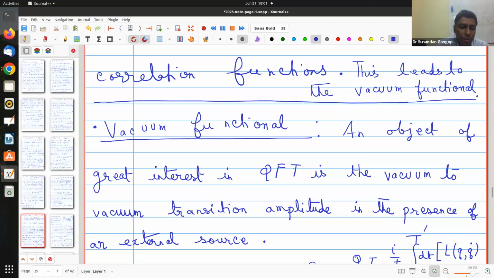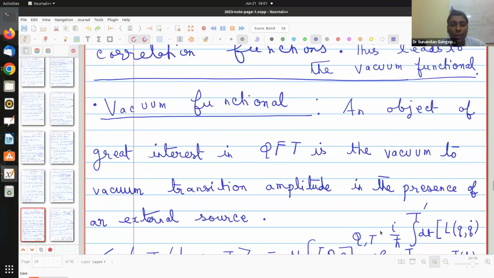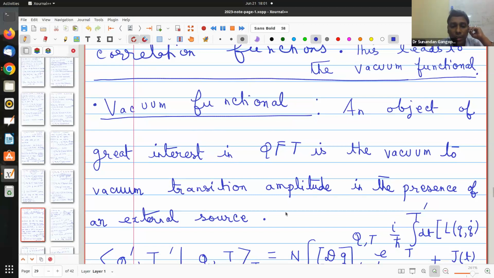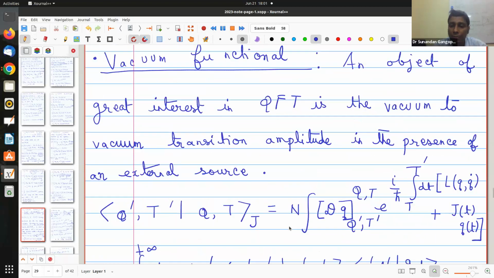An object of great interest in quantum field theory is the vacuum to vacuum transition amplitude in the presence of an external source. This is an object of extreme importance, for obvious reasons, because from it you can derive all the correlation functions in quantum field theory. For a free scalar field theory, if you compute the 2-point correlation function, that corresponds to the propagator of the theory. That is why these correlation functions are very important.